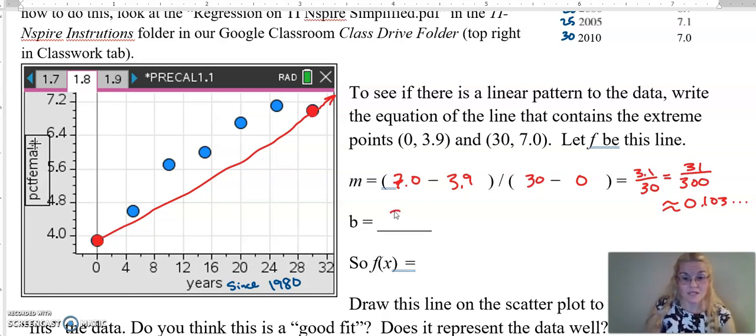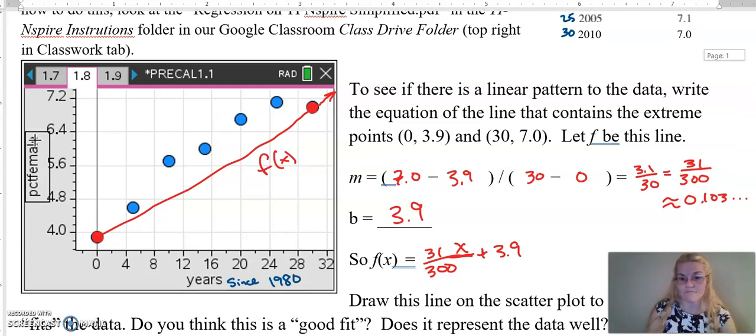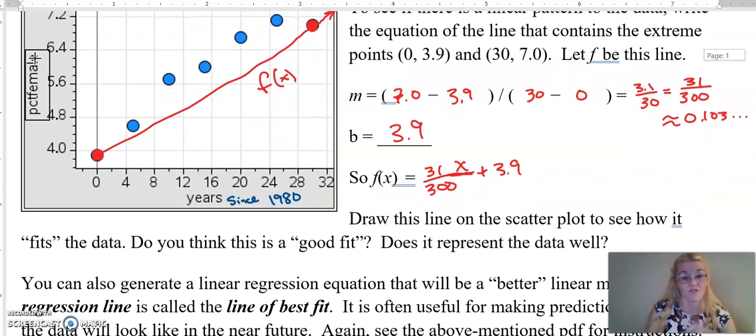b, your y-intercept, is 3.9, right? Which, yes, you could technically write as 39 over 100, but for some reason, I'm okay with that. But with slopes, I like integer over integer. So you're getting to see some of my nuance. So the equation of this line, which I'm going to call f of x, is 31 over 300 x plus 3.9. And I'm going to put that x in the numerator just so that we're clear that it is in the numerator, not the denominator.